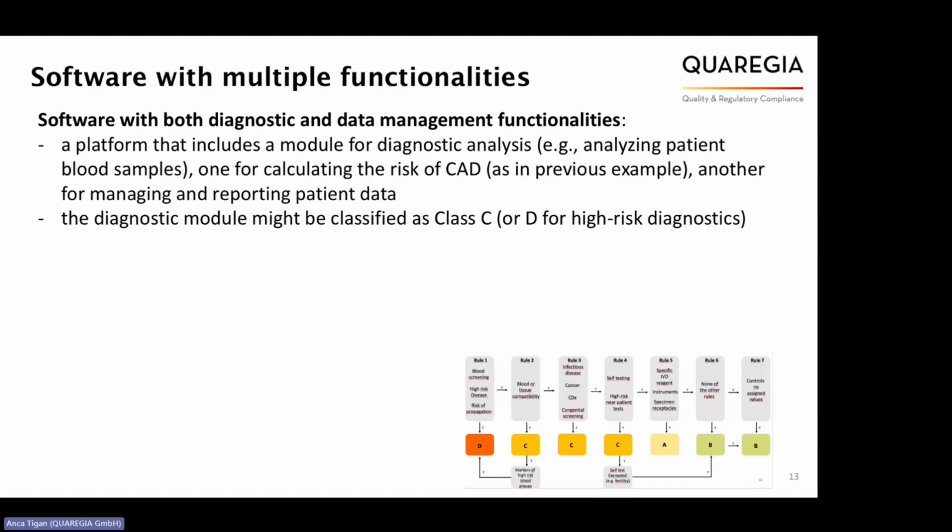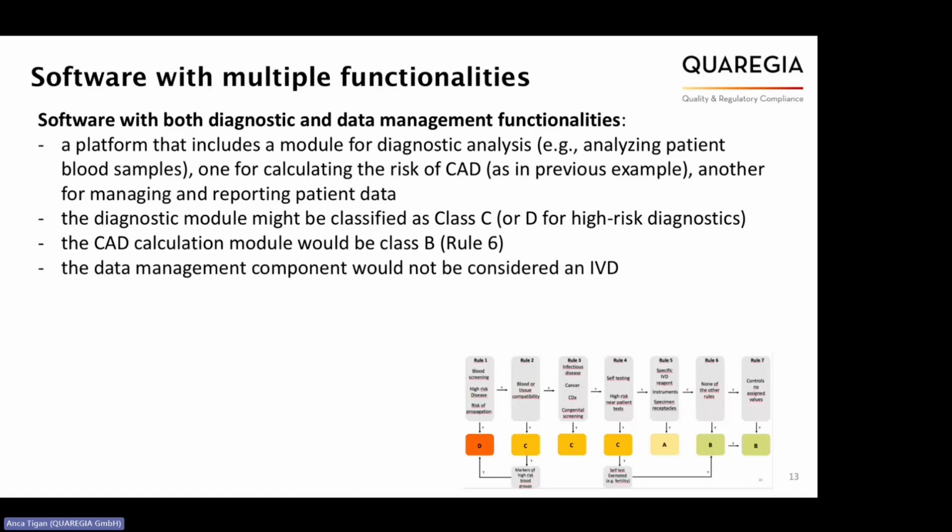One could go about classifying each module on its own. So for example, the diagnostic module might be classified as Class C or Class D for high-risk diagnostics. The cardiovascular artery disease calculation module would fall under Class B by applying Rule 6, whereas the data management component would not be considered an IVD because it would not have a medical purpose.